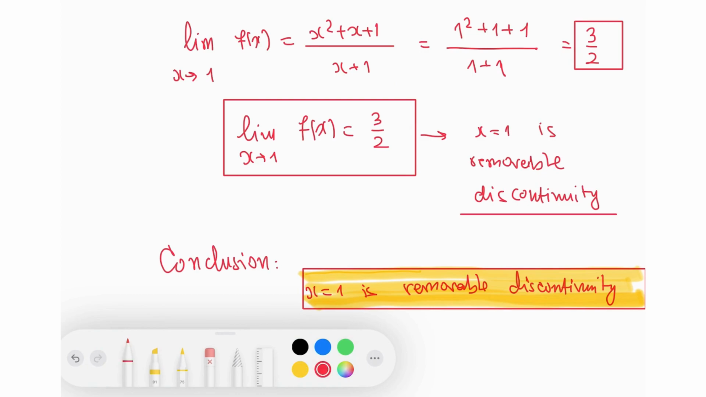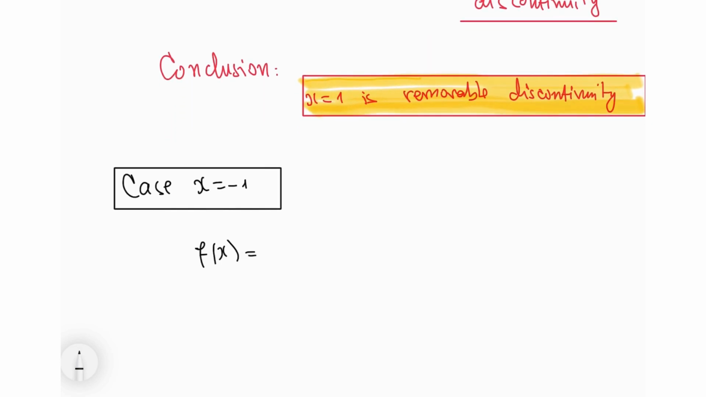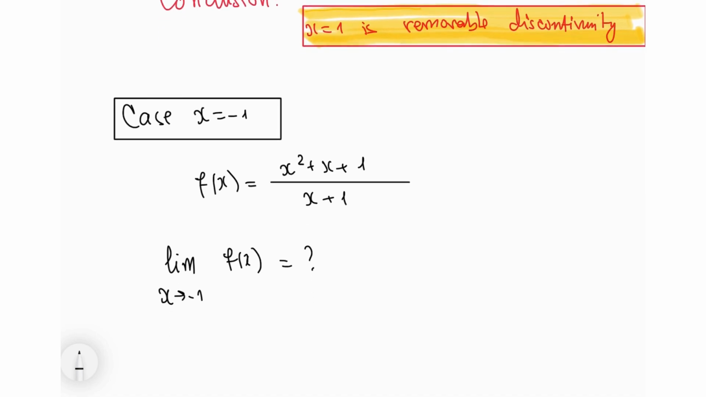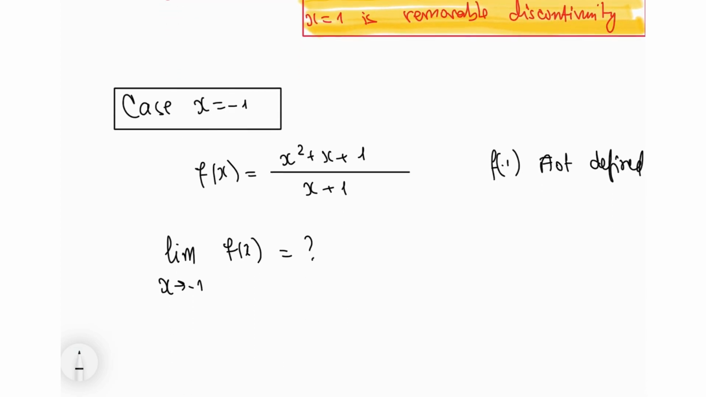Now it remains to investigate the case x equals -1. In this case, we can also use the simplified version because we know that x is different from 1 and -1. So that is x squared plus x plus 1 over x plus 1. And we want to know what is the limit when x approaches -1 of f of x. Because obviously at -1 there is discontinuity, we cannot put f of -1. It is not defined. Again, remember, even the simplified version is not defined for -1, so we cannot evaluate at -1.